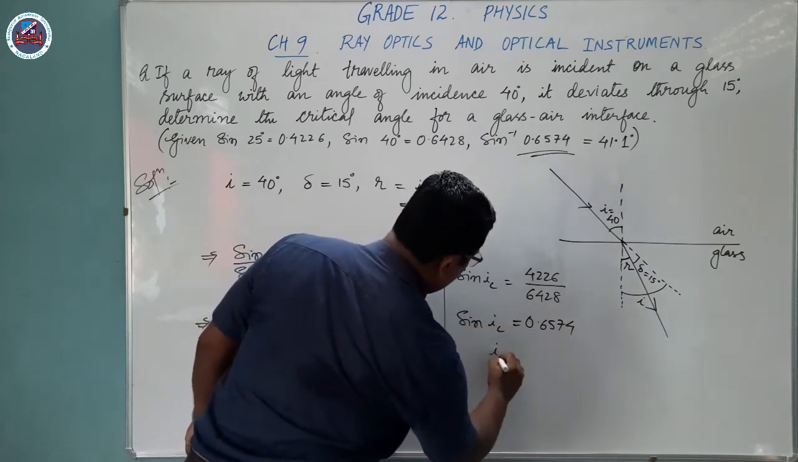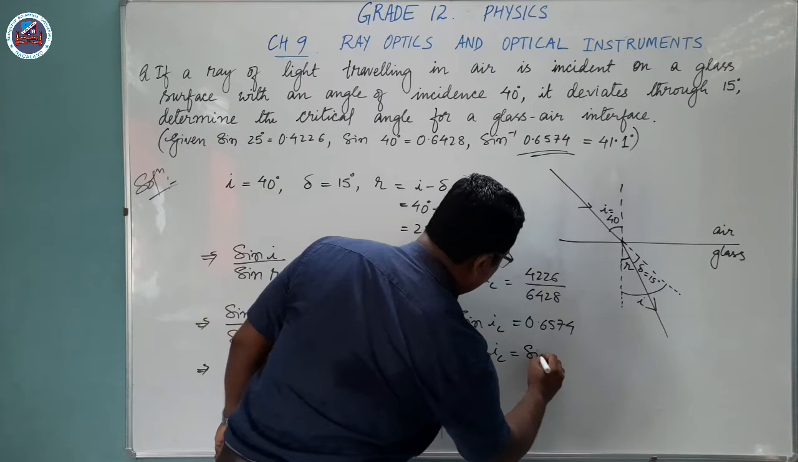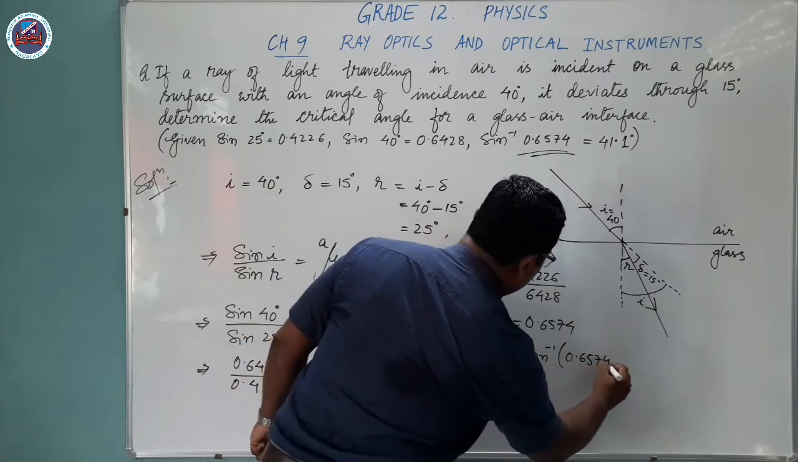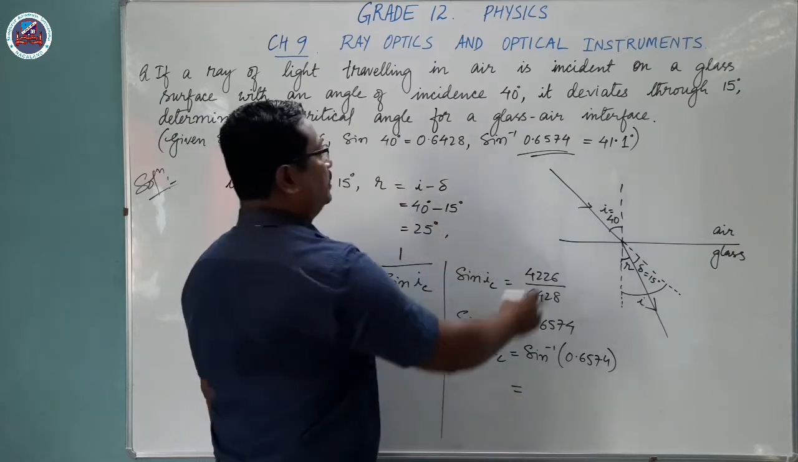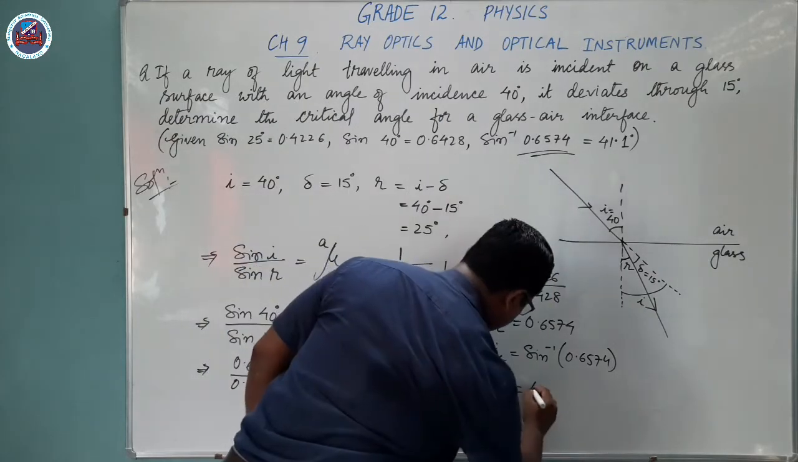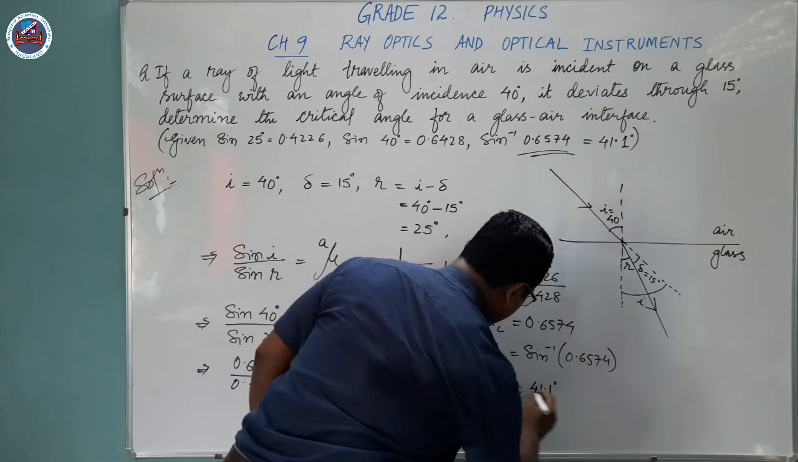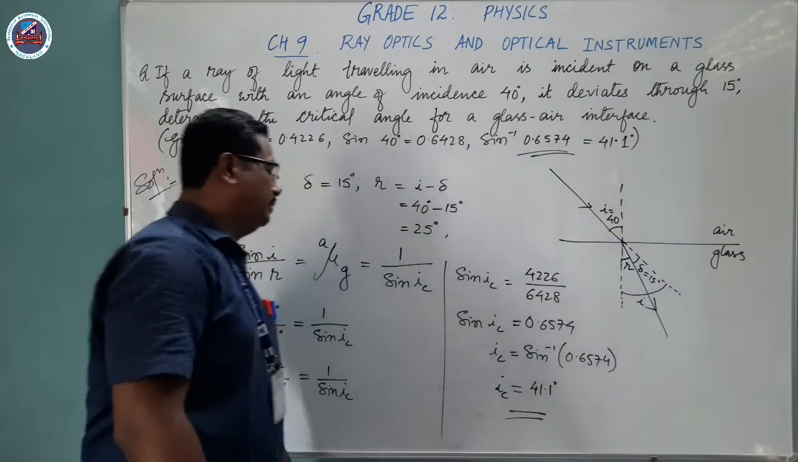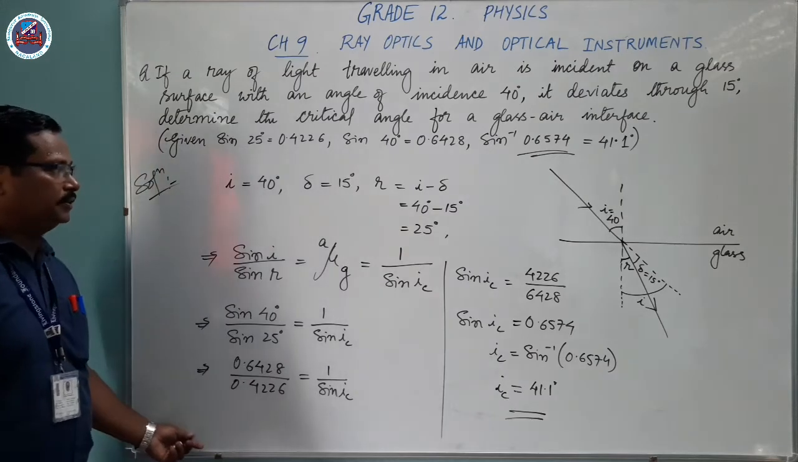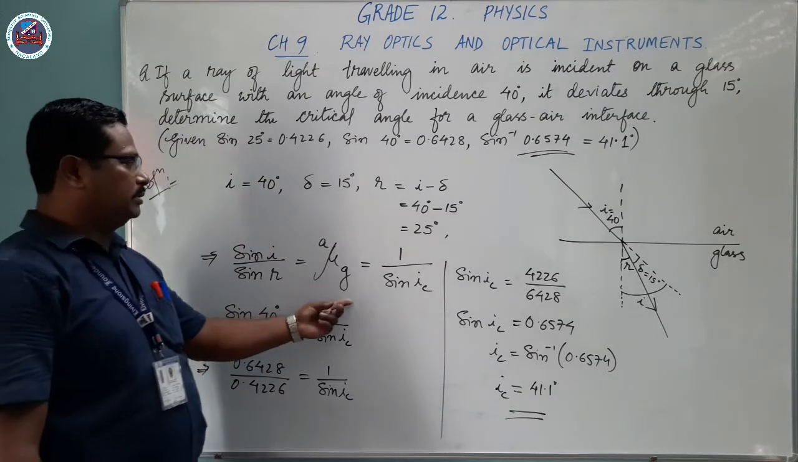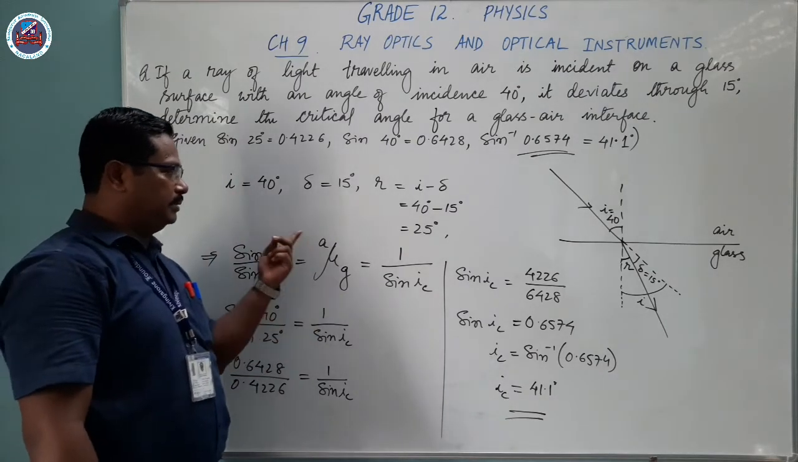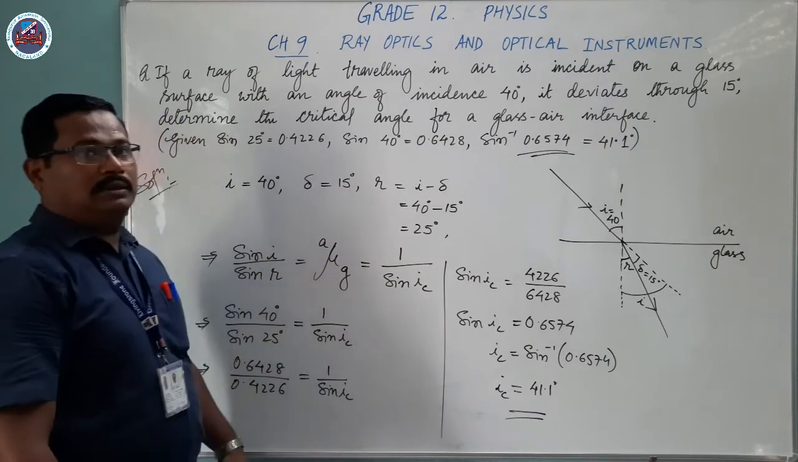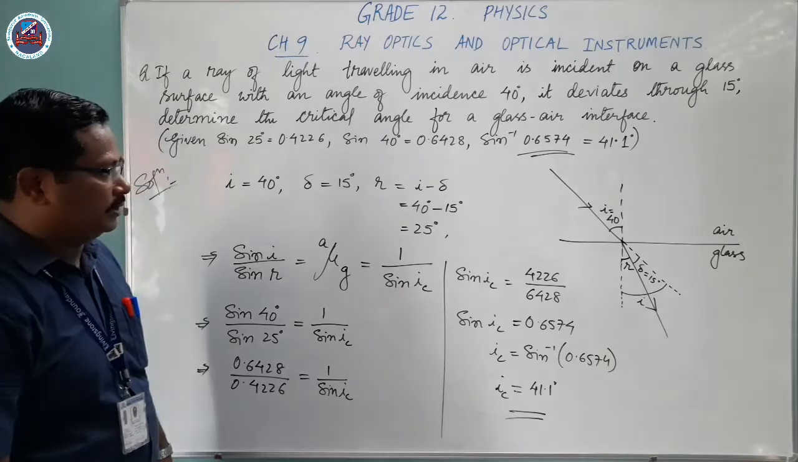So IC is equal to sin inverse of 0.6574. This will be given to you. You just have to look and write down. So like this you can get the value of the critical angle. We took it here as glass with respect to air because denser with respect to rarer we take. That value is equal to the critical angle of the medium of the interface.